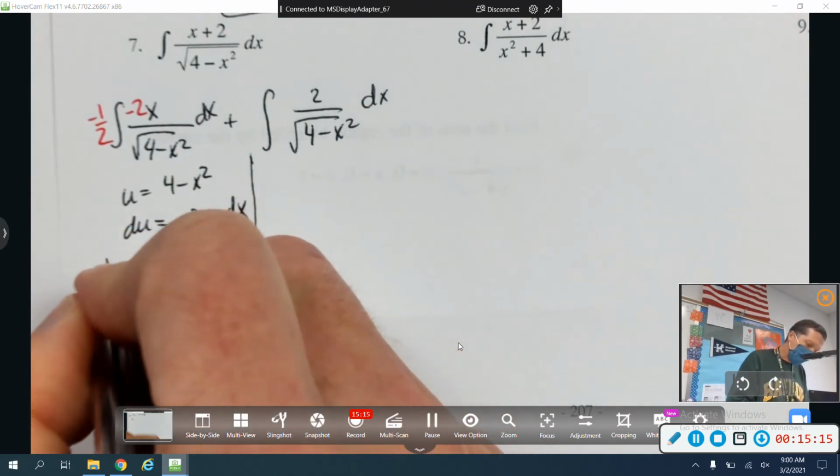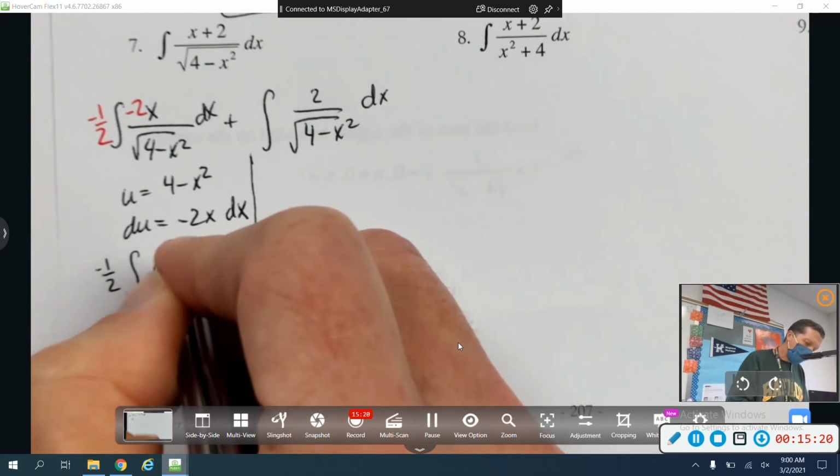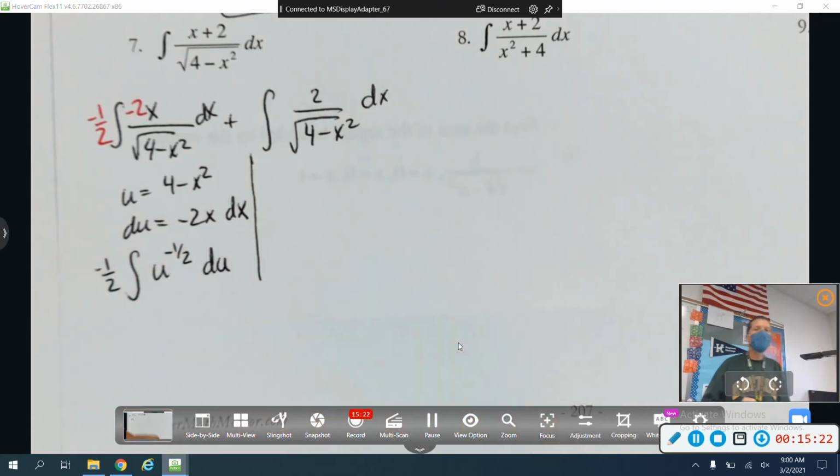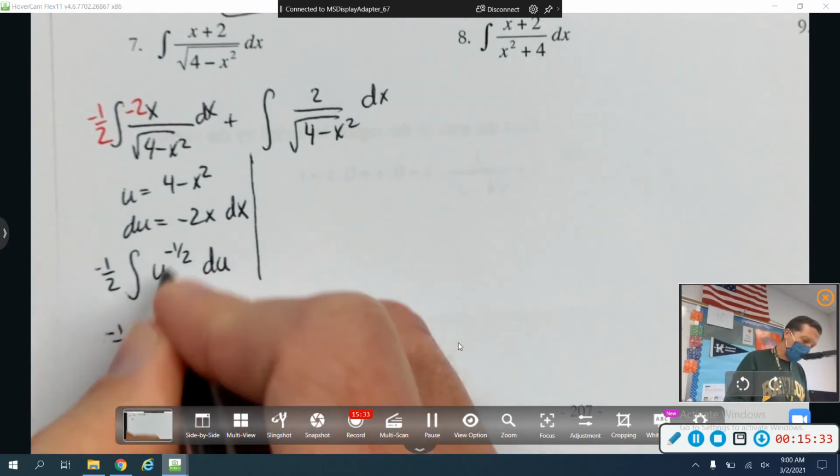So -1/2 antiderivative of u to the -1/2 du. Like we've already done this problem 2 times today. This is the 3rd time through on this one. We won't put anybody on the spot on adding 1 to -1/2.